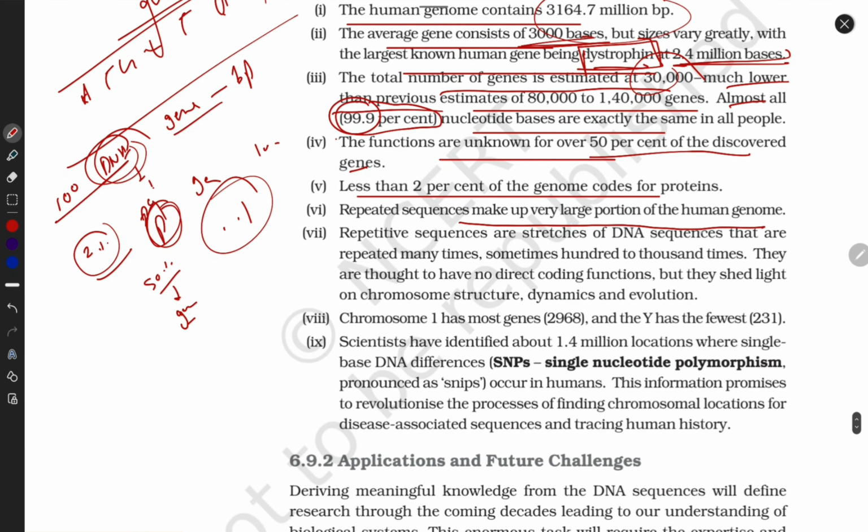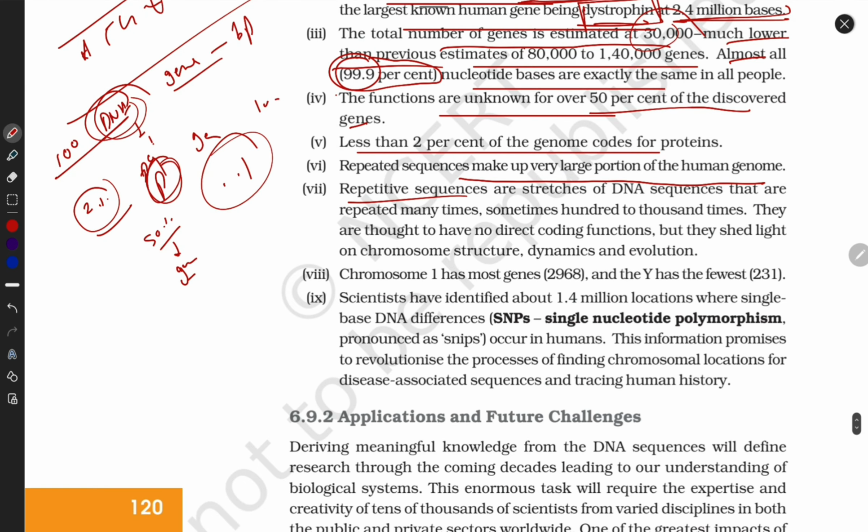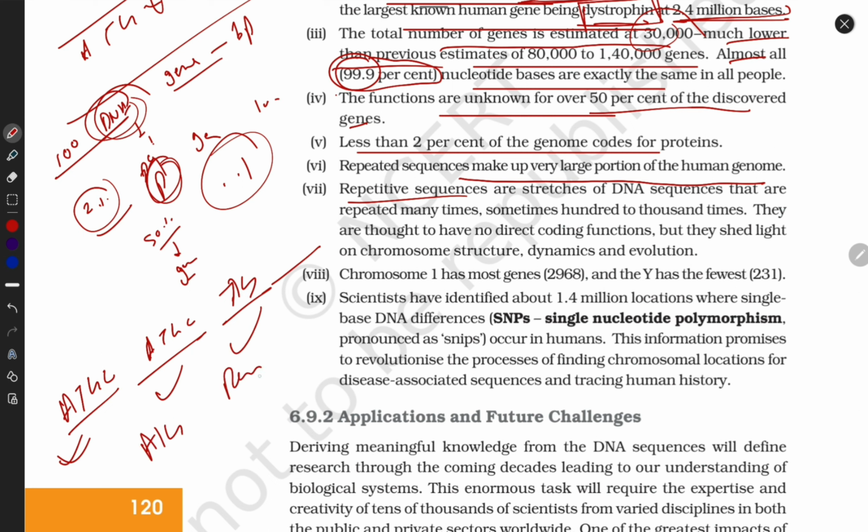Repetitive sequences make up a very large portion of DNA. Guys, what does repetitive sequence mean? Like ATGC, ATGC, ATGC, ATGC, something repeated again and again. So there is a very large proportion of this in DNA. It is not a random sequence like ATGC, ACGC, TGAC, GTAC. No, there are more repetitive sequences than random sequences. Which chromosome has the most genes? We have 23 pairs of chromosomes. Chromosome 1 has the most genes, and chromosome Y in males has the fewest genes.